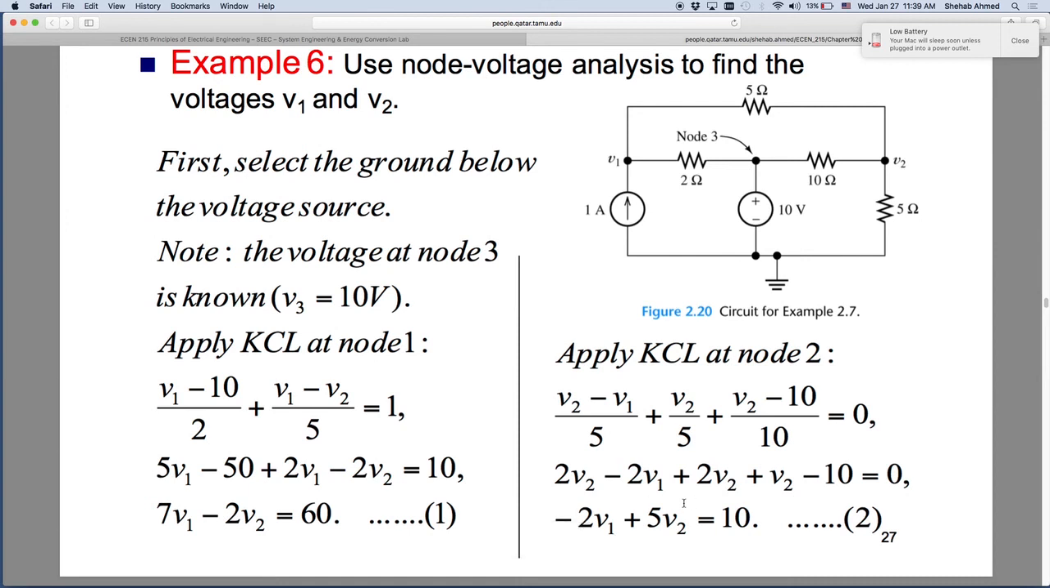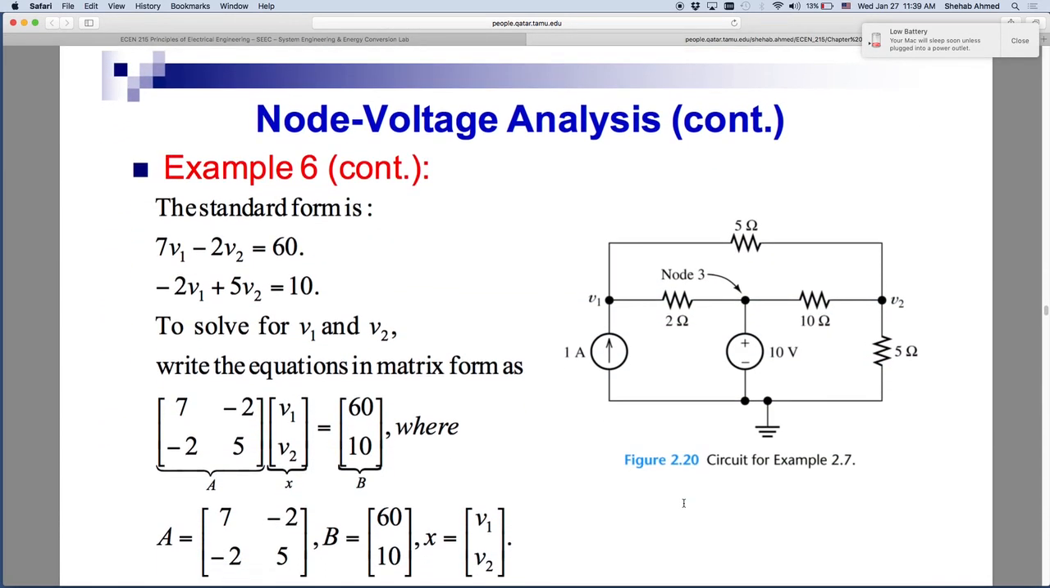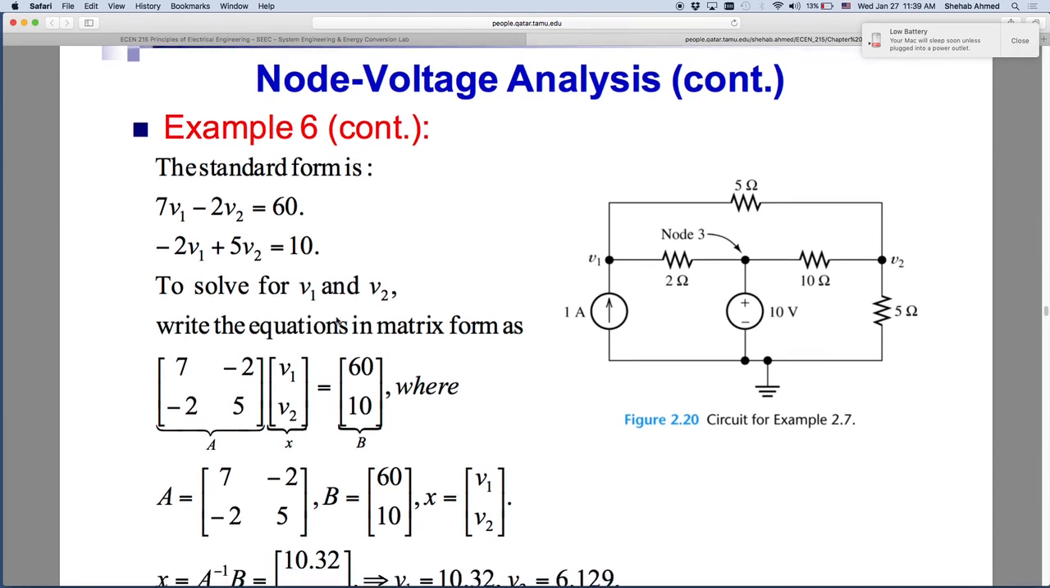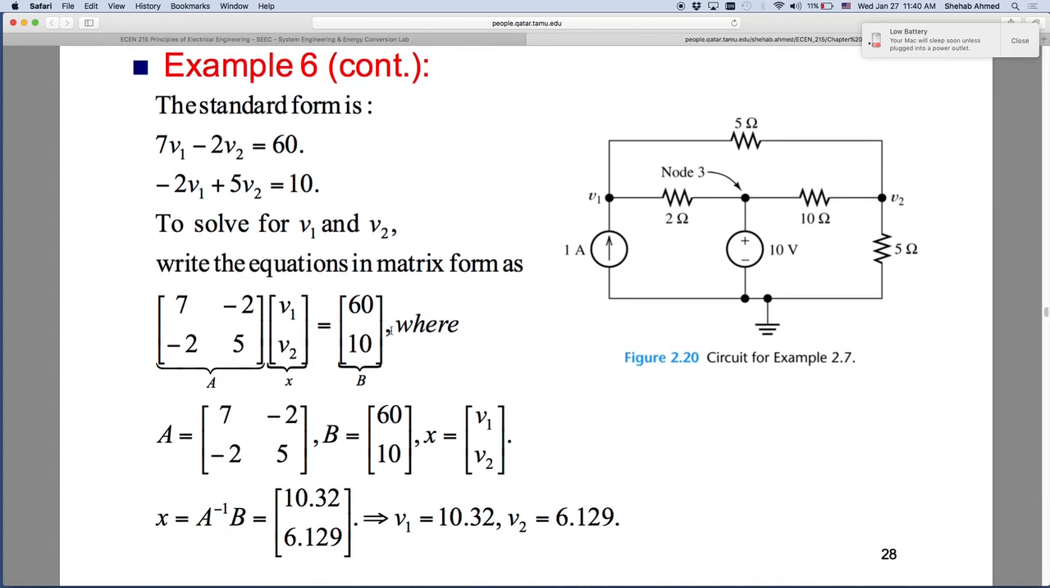We can solve those. We can put them in matrix form to simplify the solution, right? So we can put them in matrix form. These are our two equations. We can put them into the form of AX equals B. So we write them down into matrix form, and then our only unknowns are now V1 and V2, right? So I can find V2 by inverting the matrix and pre-multiplying by this vector here, right?